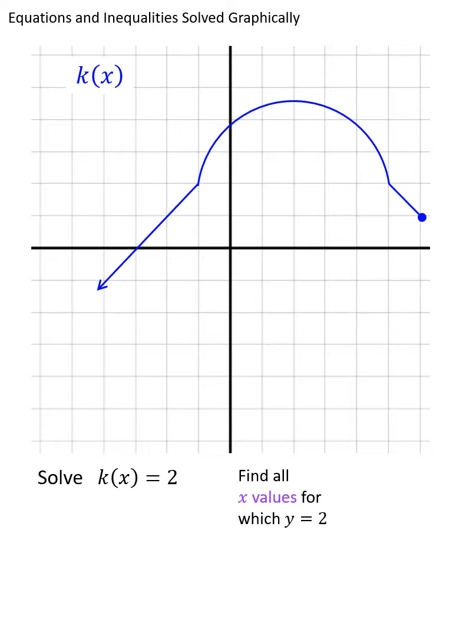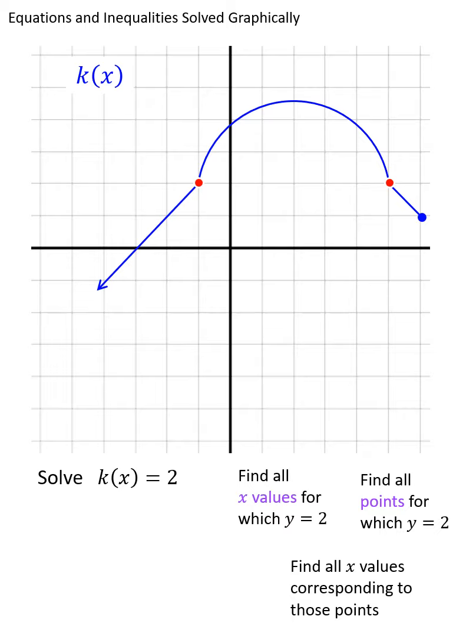And you can find them visually. But to do that, I need to find all the points that have a y coordinate of 2. Well, there's only 2 points on this graph that have a y coordinate of 2, and there they are. But remember, I'm solving for x. And so I want to find the x values that correspond to these 2 points in red. Well, the x values that correspond to them are negative 1 or 5.